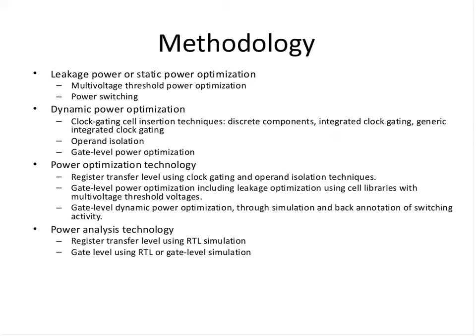Then there is dynamic power optimization, which is done by inserting clock gating cells. There are a lot of options available when we insert clock gating, operand isolation, and gate level power optimization. Then we can do RTL level power optimization, again inserting clock gating. We can do gate level power optimization by using multi VT threshold voltages. Dynamic power optimization can be done by reading the switching activity. Again, Power Compiler gives us ways to analyze power in both RTL and gate level using simulation data as well. So don't worry if some of these terms are not clear, they will become clear as we go.